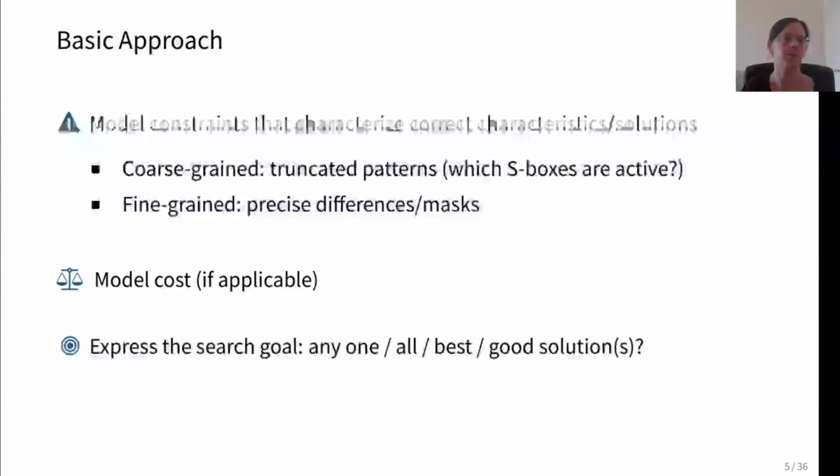And finally, we want to settle what our actual goal is. So do we just want to find any solution or a good solution? Do we want to find all existing solutions with some particular constraints? Do we want to find the best possible solution, and so on? Of course, finding the best solution is nice, but it's not always feasible. In some cases, we need to be satisfied with just finding one reasonably good solution.